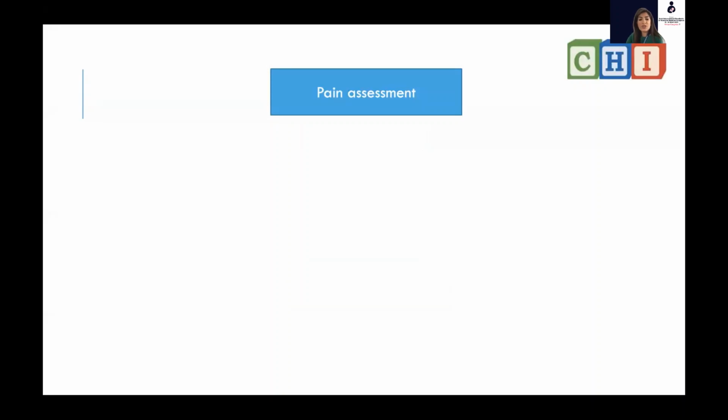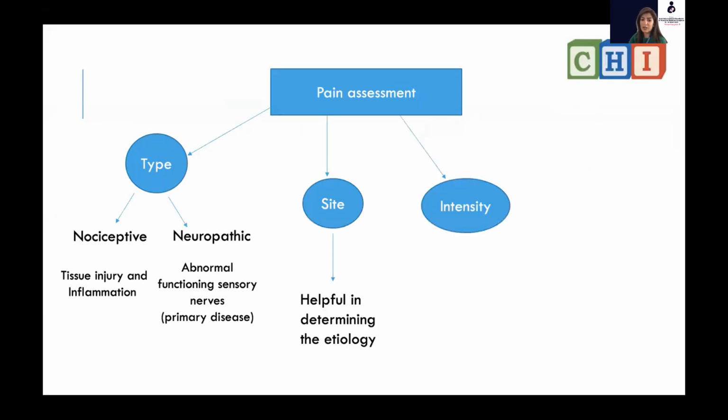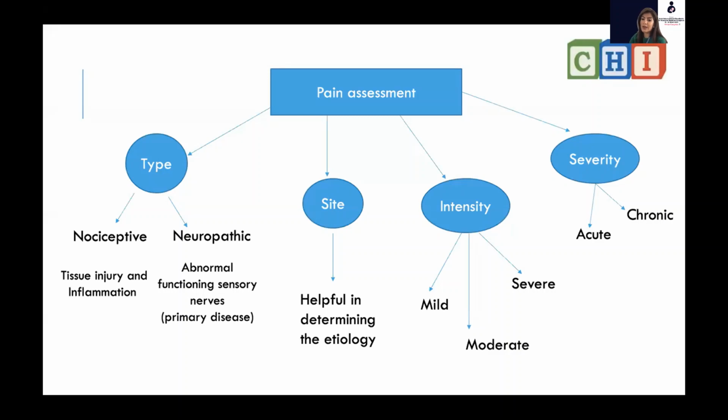The pain assessment should involve the type of pain. We need to know whether it is nociceptive pain, such as tissue damage or inflammation, or neuropathic pain, or a primary disease. We need to know the site of that pain, and that will help us in our differential diagnosis. The intensity of pain is really important, whether it is mild, moderate or severe, because that will guide your treatment and treatment plan. And of course, whether it is acute or chronic will guide future planning for pain management.